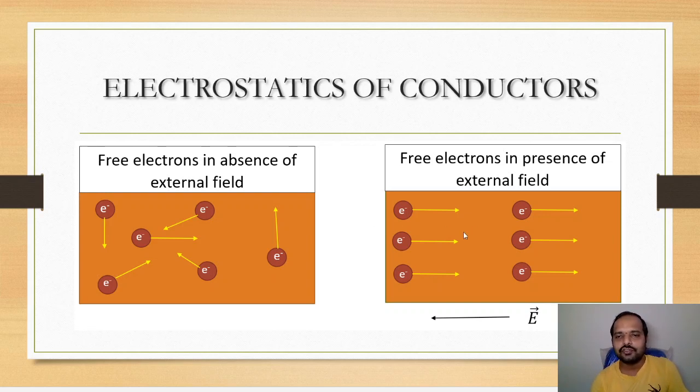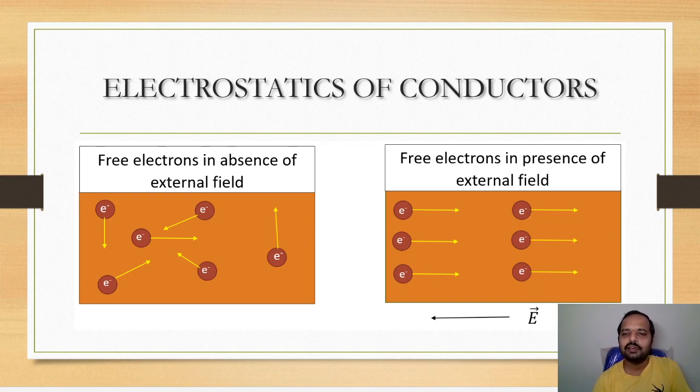However, if we are actually going to apply an external field, as you can see here, in this case the electric field is from right to left, whereas the electrons actually are aligned uniformly on the surface of the conductor and they are actually drifting in the direction opposite to that of the electric field. That is, whatever the direction of the external electric field is, in the opposite direction the electrons get drifted. And this is how the free electrons move when an external field is applied to the conductor. So this is about the behavior of the free electrons.